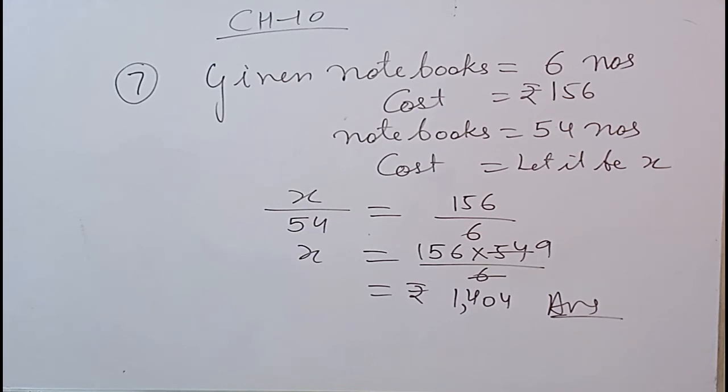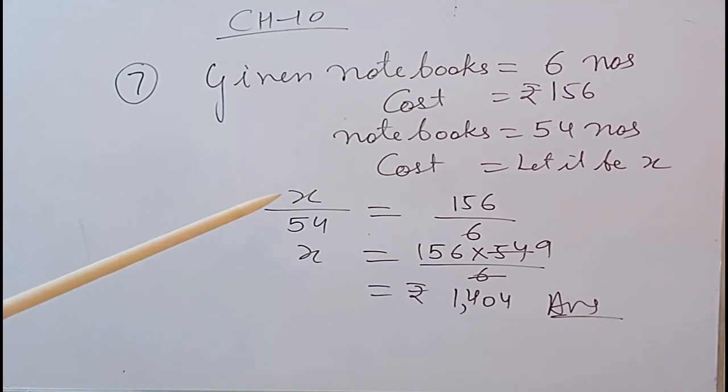Now the number of notebooks is 54, and we have to find the cost of 54 notebooks. Let it be x. So that is the case of direct variation. So write in that manner: the cost x upon 54, where x is the cost of 54 notebooks, equals the cost 156 upon 6, the cost of 6 notebooks.